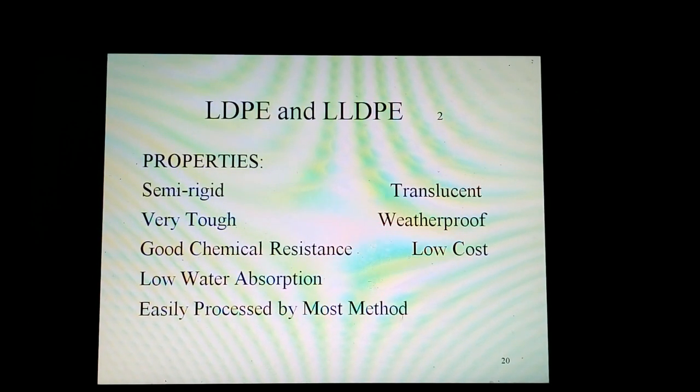Properties of LDPE and LLDPE. It is semi-rigid, translucent, very tough, weatherproof, with good chemical resistance, low water absorption, easily processed by most methods, and low cost.